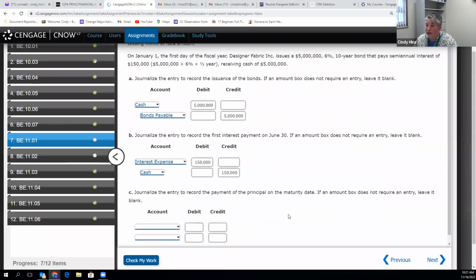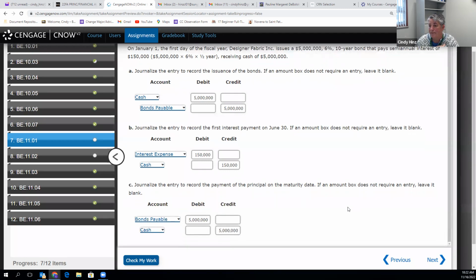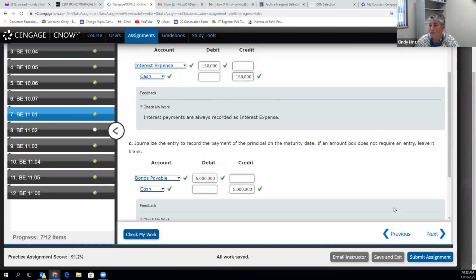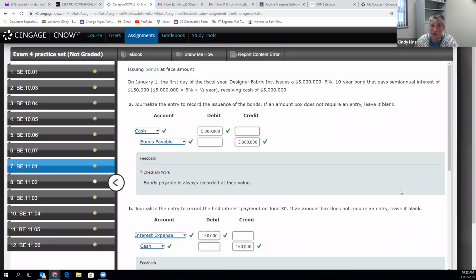And now fast forward 10 years later, and we are going to pay off the bond. So we would have to make one final interest payment, the 20th interest payment, and that interest payment would look exactly like letter B. And at the same time, we would pay off the face value of the bonds. So we're going to remove that bond payable from our balance sheet. We don't owe that anymore. But why do we not owe it? Because we paid it off. So that's definitely the most basic approach, where there is no premium or discount.